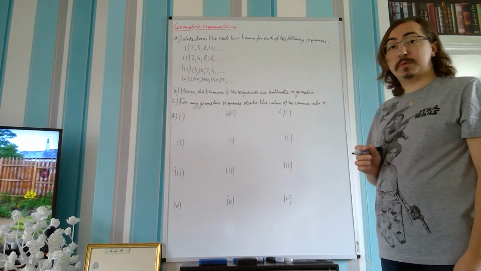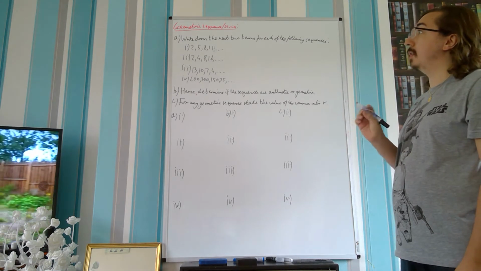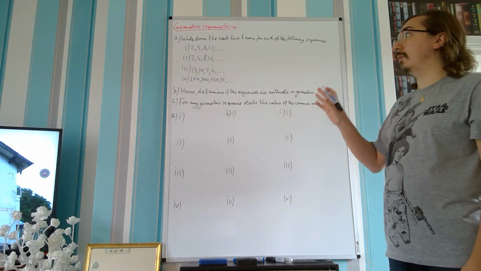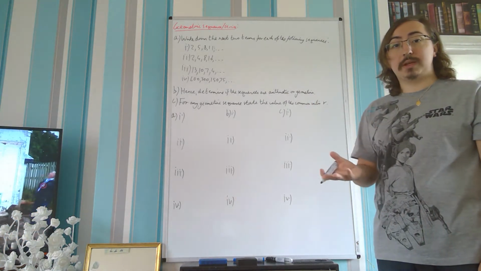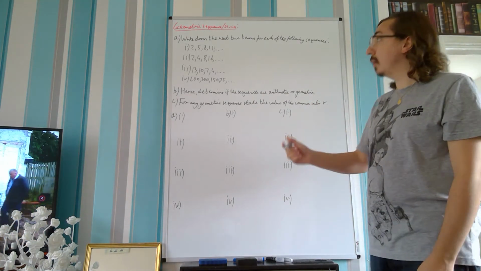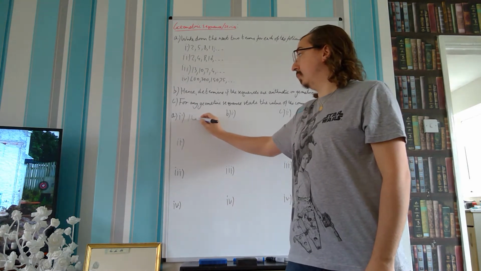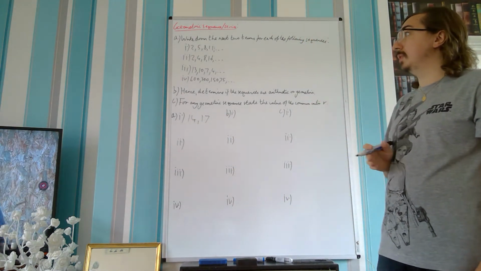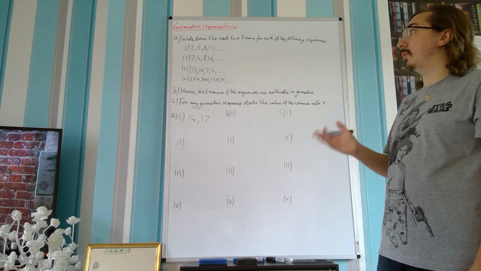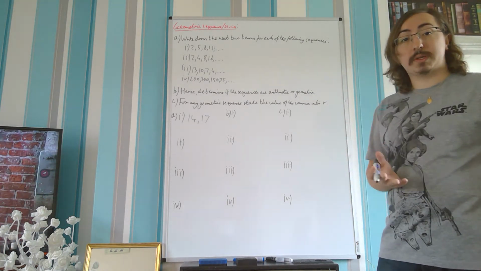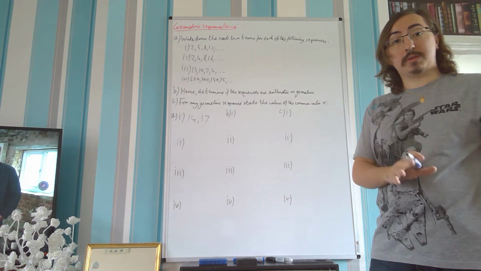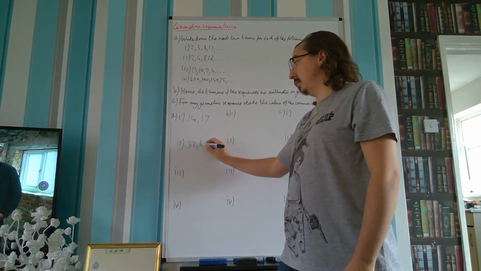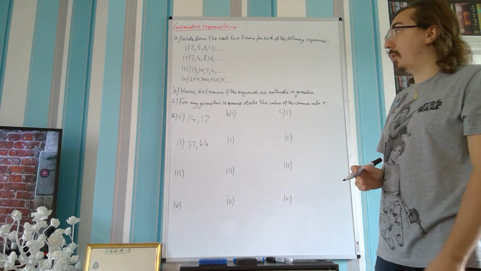So for our first sequence then, part A says write down the next two terms for each of the following sequences. So we have 2, 5, 8, 11. What's happening each time? Well, we're adding on 3. So our next two terms would be 14 and then 17. Moving to sequence 2 then, we have 2, 4, 8, 16. What's happening each time? Well, we're multiplying by 2. 16 times 2 is 32, and 32 times 2 is 64.